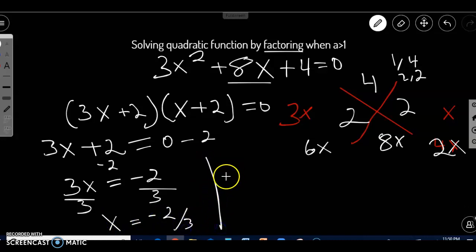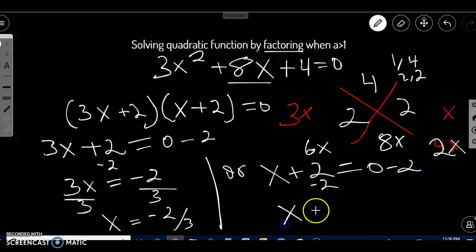Or we set this one equal to 0, which is x plus 2 equals 0. We want to get rid of this, so we subtract here and we do likewise here, and then x is equal to negative 2. So these are the solutions. Negative 2 over 3 and negative 2 are the solutions of this quadratic function.